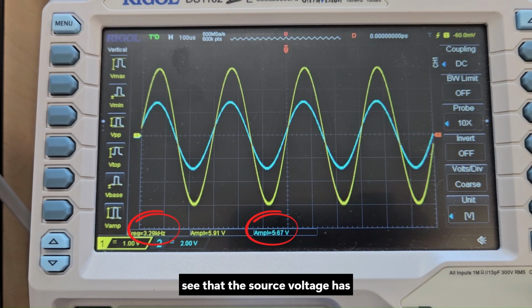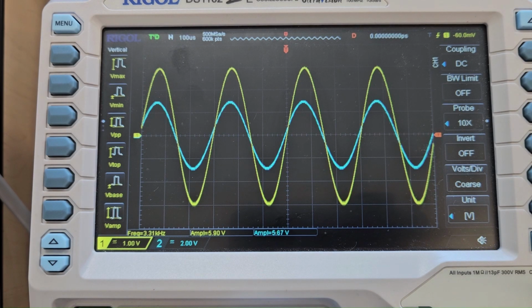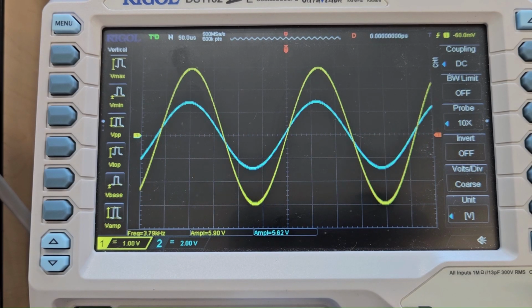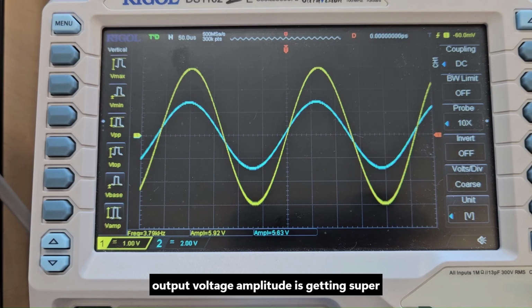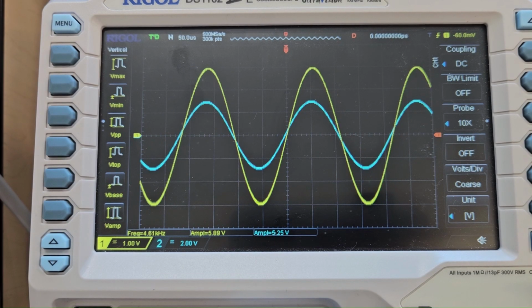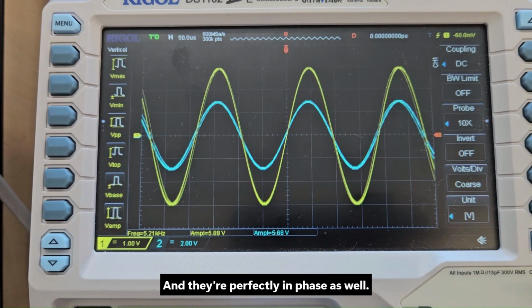Okay, you can see that the source voltage has stabilized, is coming close to 6 volts now, and my output voltage amplitude is getting super close to the source voltage. Right, and they're perfectly in phase as well.